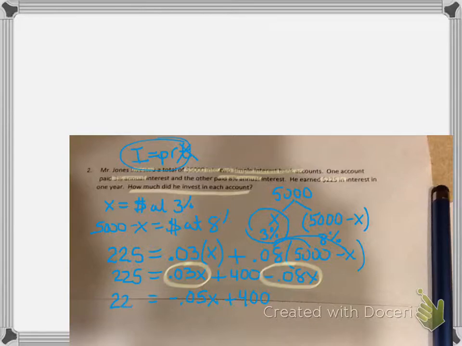Don't worry about the negative right now. It doesn't mean that he's losing money. What's going to happen is you're going to see when I pull this 400 over to isolate the x, I'm going to have a negative on the other side too. So on this side, I'm going to have negative 175, and on this side, I'm going to have negative 0.05x. So I'm going to move to the next screen.